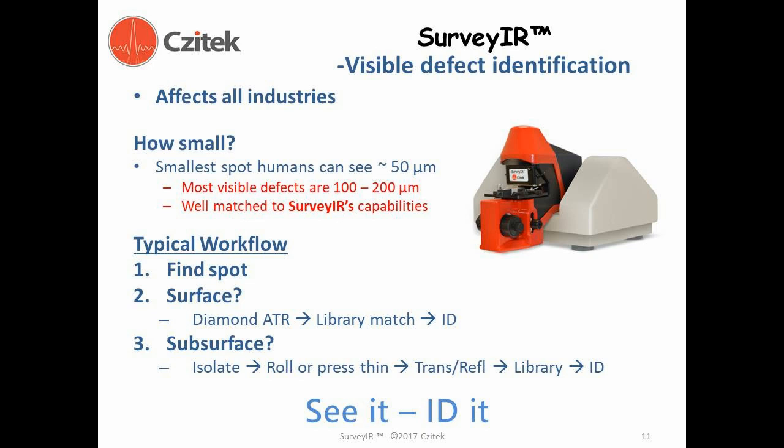If the defect is subsurface, it is isolated and removed. The contaminant particle is placed on an infrared transmitting or reflecting substrate. Typically, the defect particle is rolled thin and measured by transmission using infrared transmitting windows, or by double pass reflection off of low-E glass. The unknown is identified as discussed previously.